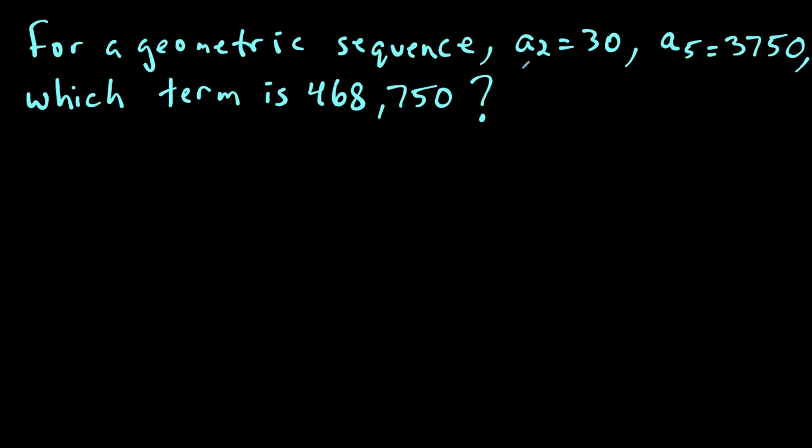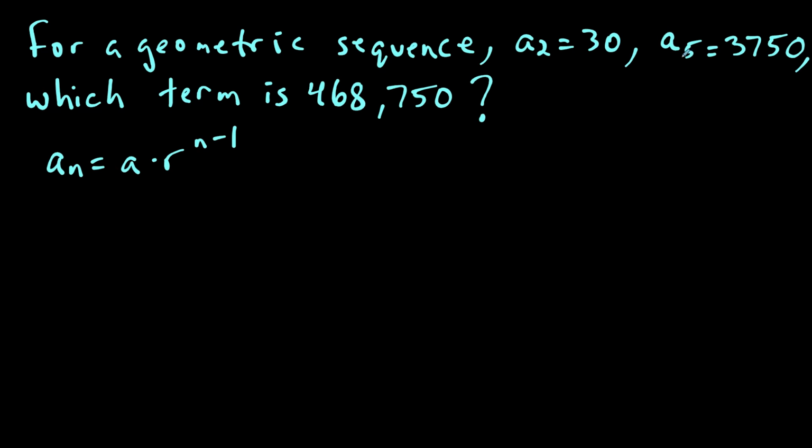Okay, for this question here, we're going to be given the second term of the sequence, the fifth term of the sequence, and we want to know which term of the geometric sequence is 468,750. So this question is a bit tricky, but let's start with the main formula, that the nth term is equal to a, the first term, times r to the n minus 1.